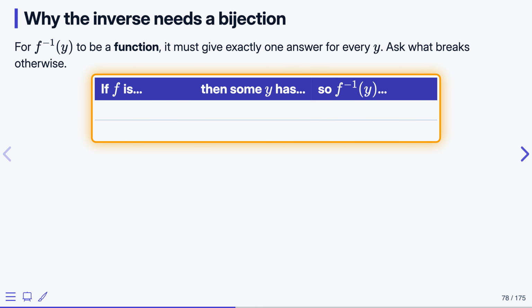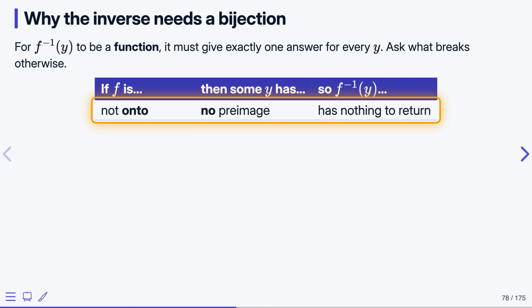Why does the inverse need a bijection? Think about what f inverse must do. To be a function, it has to give exactly one answer for every y in b. First case. Suppose f is not onto, then some y in b has no preimage at all. Nothing maps to it. So f inverse of y has nothing to return and the rule breaks down.